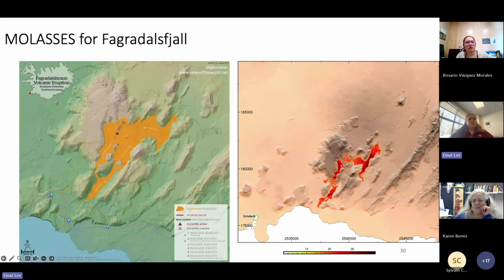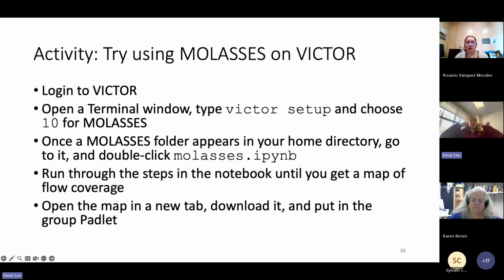This is Molasses run for that 2021 eruption in Iceland, Fagradalsfjall. So I wanted to start with an activity now, where you all log into your Victor accounts and try using this very fast model on your account. So here are instructions for you. Log into Victor and then go ahead and follow these instructions.